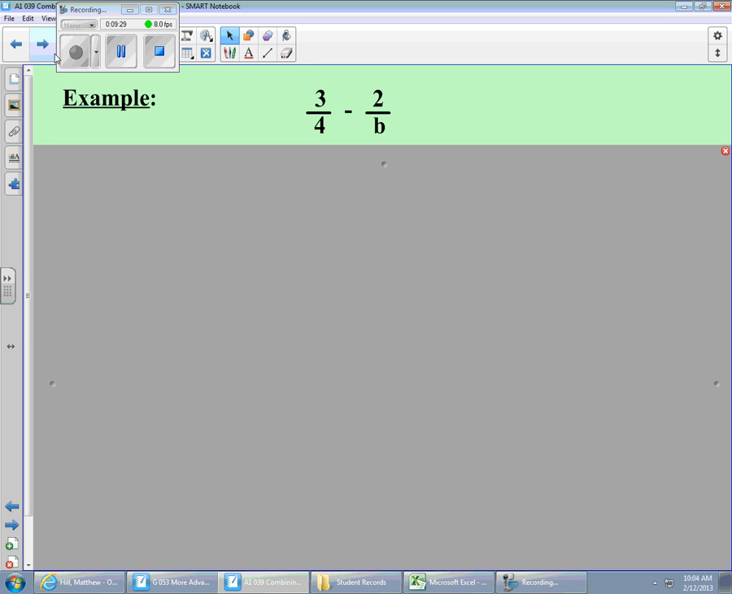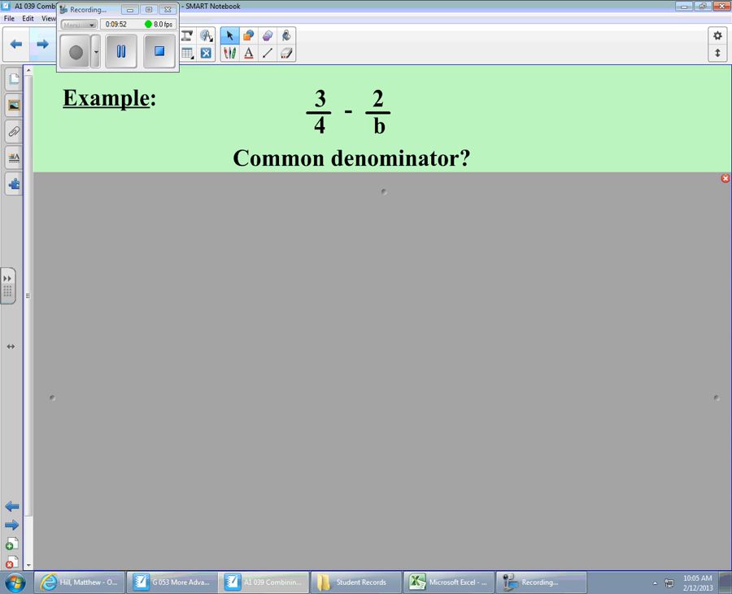A little bit simpler of a problem. Not quite so many variables running around in it. But we have a fraction being added or subtracted to another fraction. It's a rational expression. In order for these two ratios to be combined into one ratio, we're going to have to find a common denominator. So have a look. What do you think the common denominator is going to be?